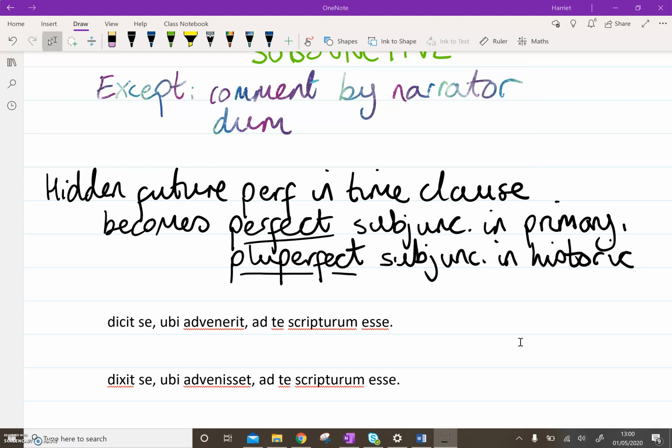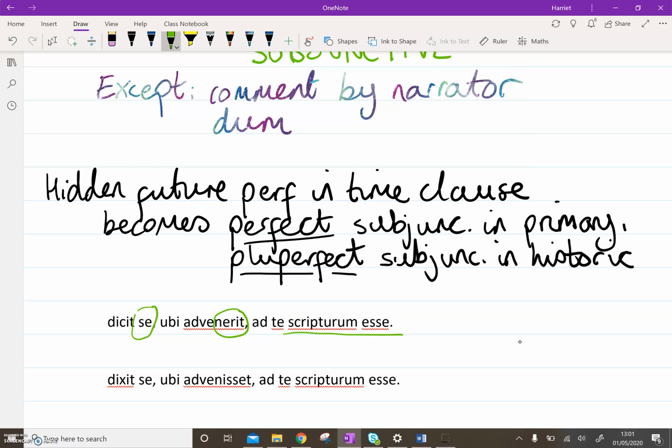And the reason it can sack off the future element is because there will be a future infinitive as part of the indirect statement. So look at these two examples and hopefully that'll make sense. Just look at this first one here. We've got an indirect statement because we've got an accusative and then a future infinitive. So we immediately know that whatever's being reported is something that will happen, okay? And then we have here our perfect subjunctive advenerit.